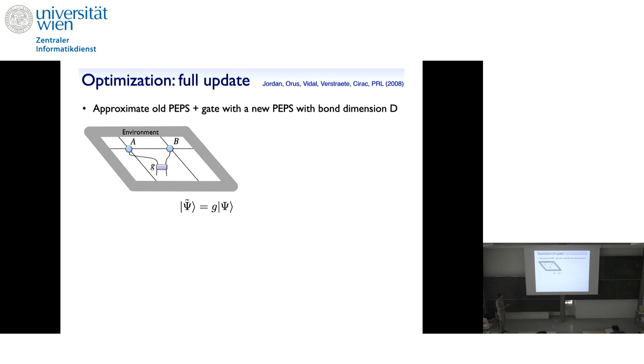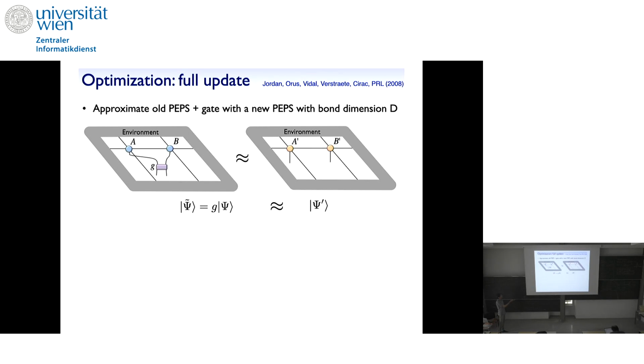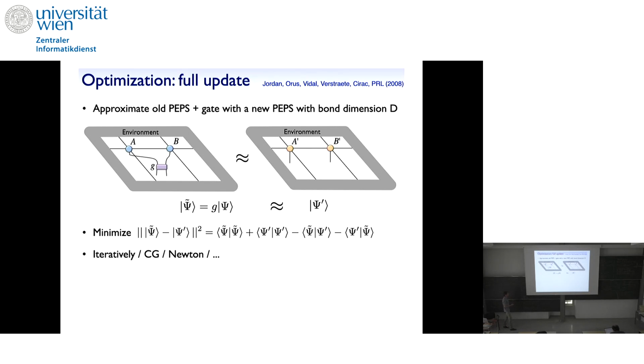And for the full update, what we do is to really contract the entire 2D tensor network to compute this environment, surrounding these two tensors A and B. So here is our imaginary time evolution wave function psi tilde, and then we try to approximate it by a new PEPS, so new tensors A prime and B prime, with a bond dimension D in between. So what we do in the end is to minimize the norm difference between the untruncated and truncated wave function, which can be done in an iterative way or also using a conjugate gradient or Newton scheme.